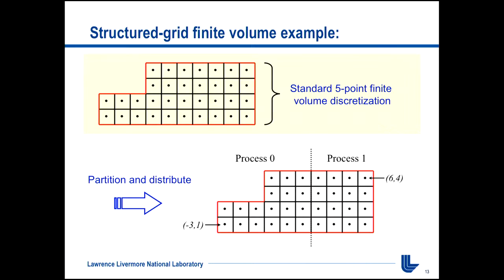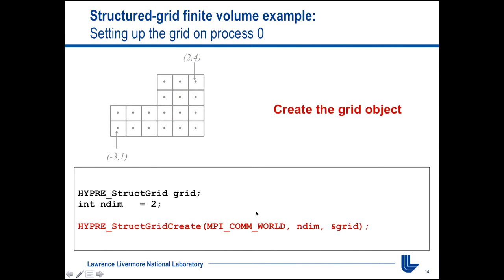Before you describe the problem, it has to be parallelized somehow, distributed. For this example, I'm going to put it on 2 different processors in the way I've depicted here. I want to point out that this is a user decision. You can divide the problem up in any way you like. You just have to describe it to HYPRE in that distributed form. So I'm going to show you the code that process 0 would use to describe the problem using this interface. And we need to start with the grid.